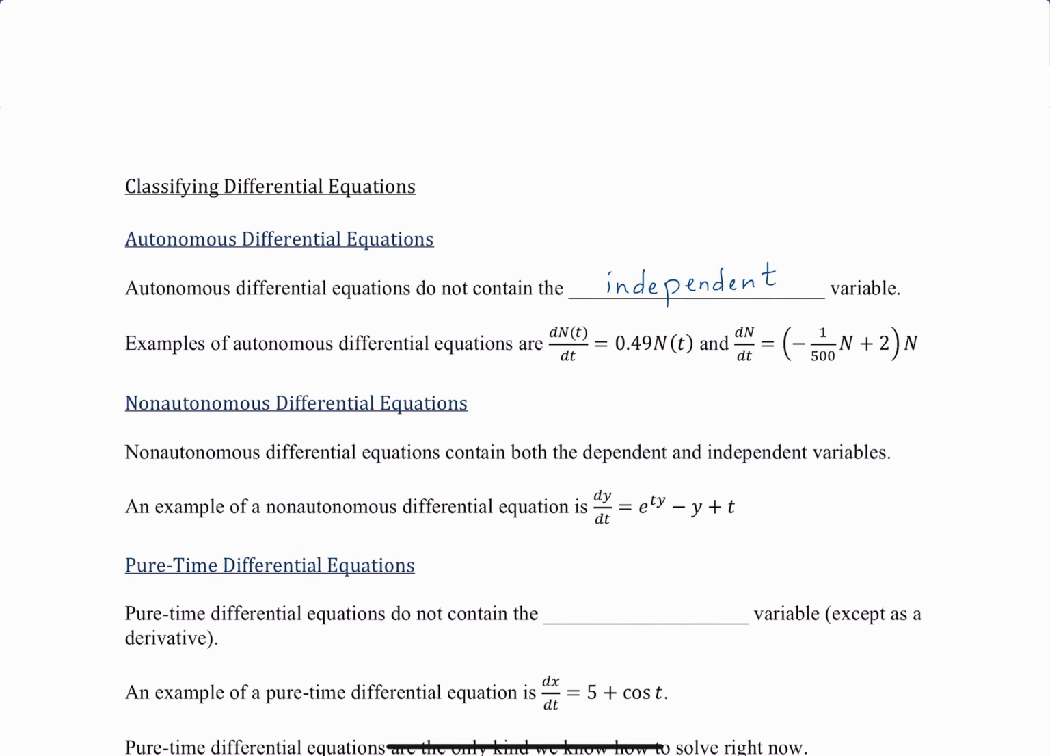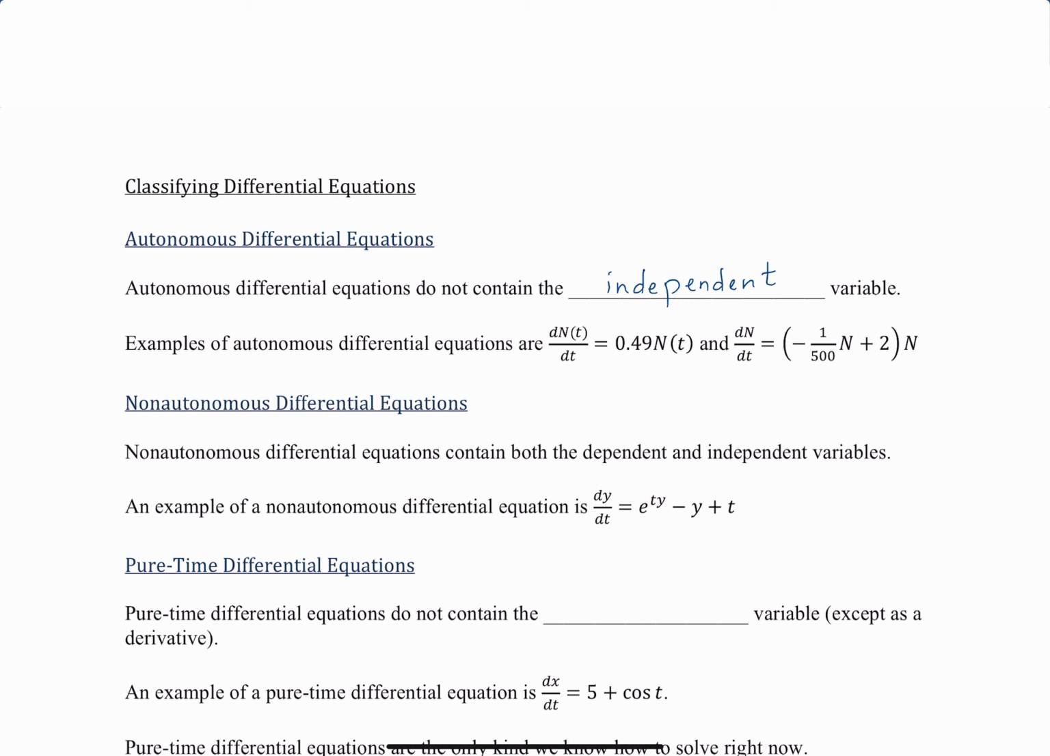Examples are dN(t)/dt equals 0.49 times N(t), and dN/dt equals minus 1/500 times (N plus 2) times N. Now, I can just hear you thinking, wait, I see t in those equations, and t is the independent variable. But really, the only reason we're seeing t is because of the type of notation we're using that specifies what the independent variable is.